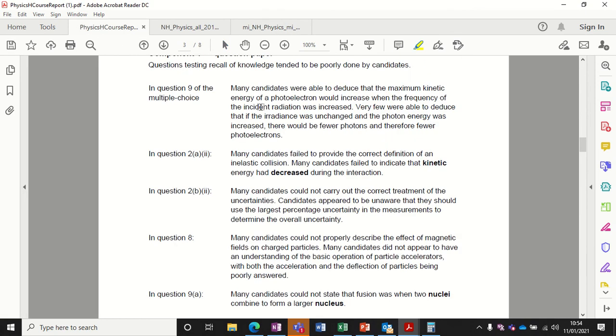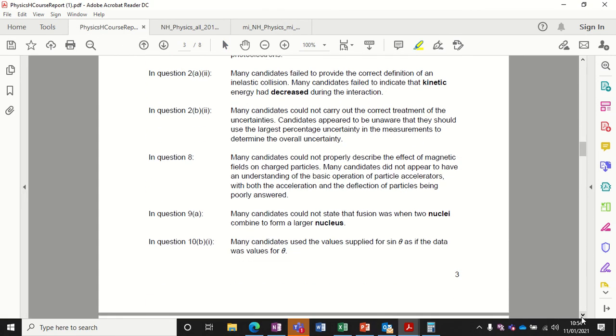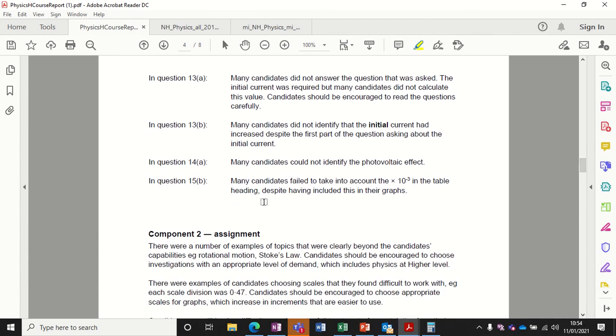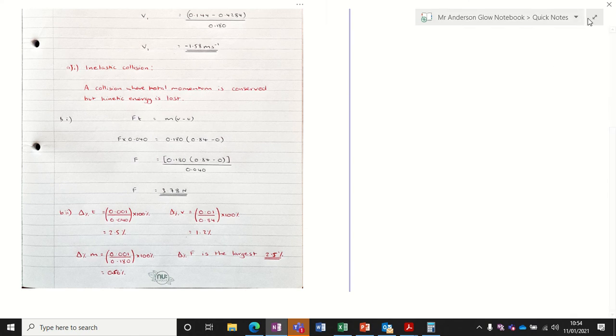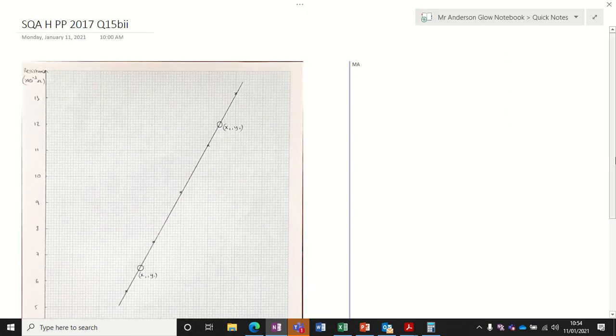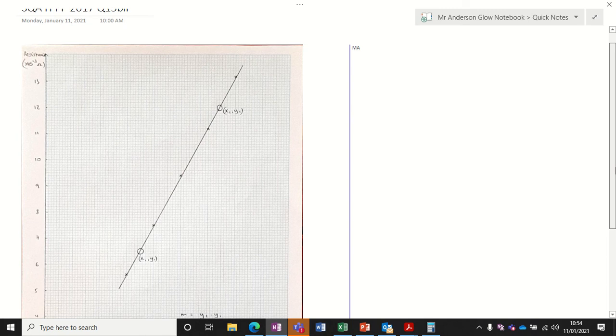If I go back to question 15 in my course report, this is a skills-based question. Question 15b in particular, it tells me many candidates fail to take into account the times 10 to the negative 3 in the table, despite having included this in their graphs. So if I go to my graph, I've put both parts of drawing the graph and the gradient on here.